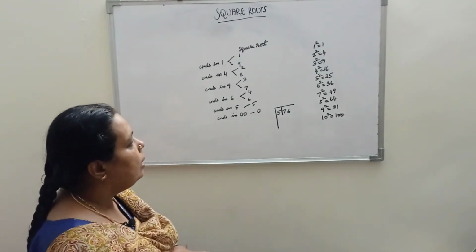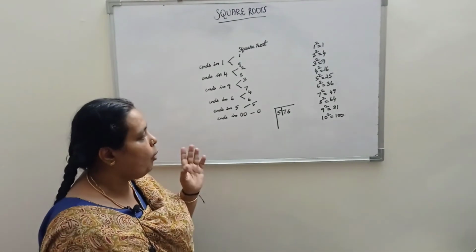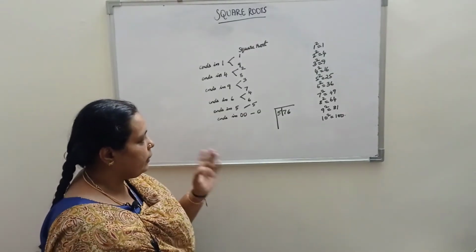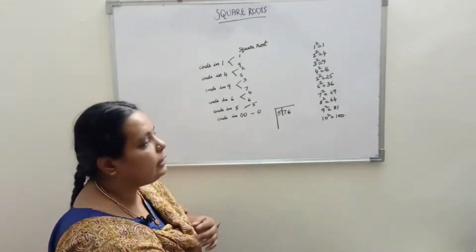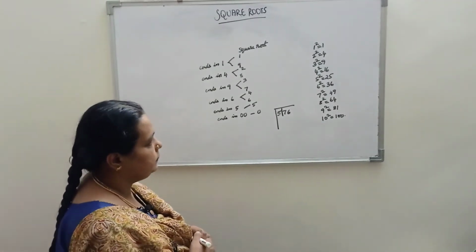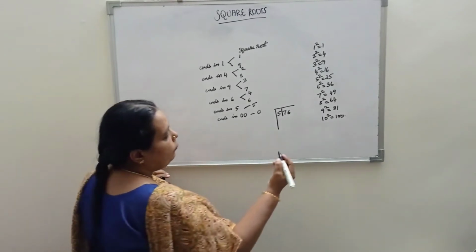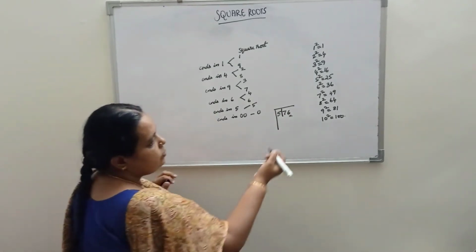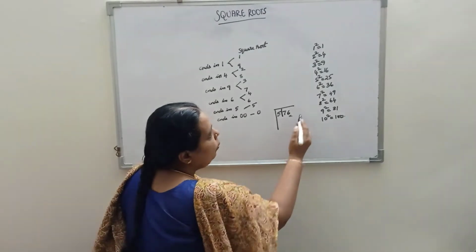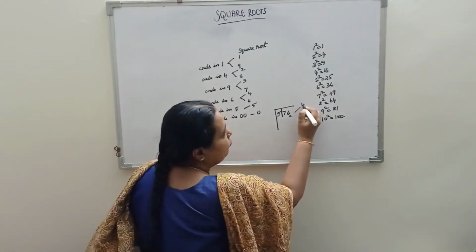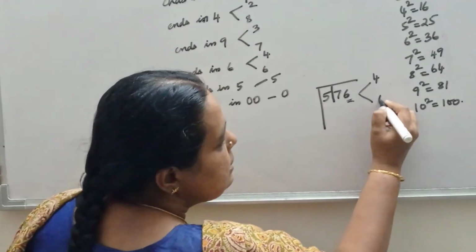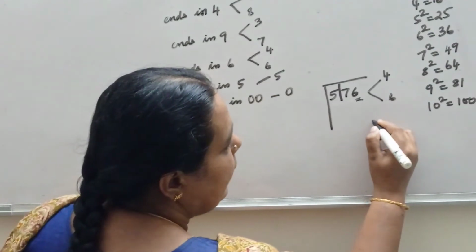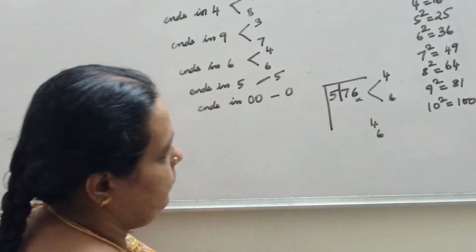Usually we do this with the long division method. If in the exam they are asking for the long division method, we can do it that way. But for an easy trick, we are going to find a different way of finding the square root of 576. First of all, the square number is ending in 6. So the root will either be ending in 4 or ending in 6. So let us write here 4 and 6.